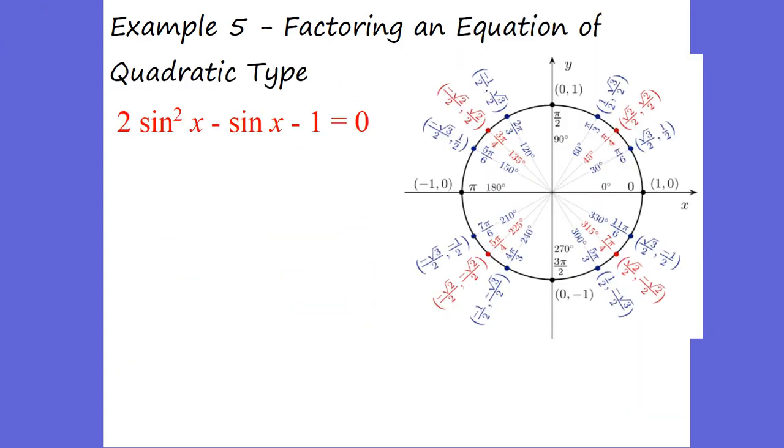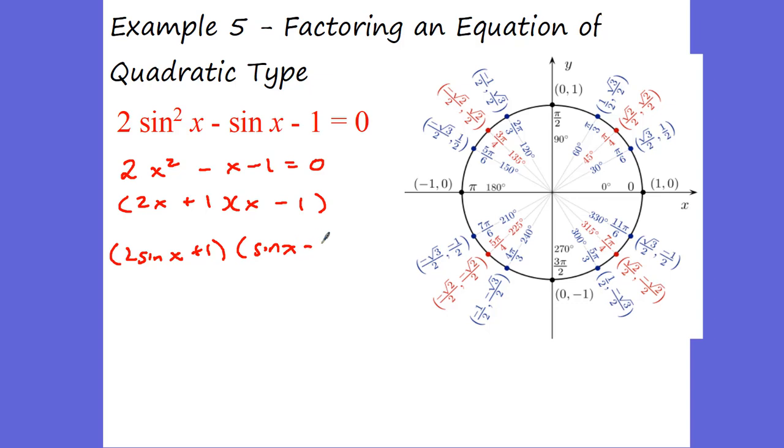Let's go to example 5. Example 5, factor an equation that looks like a quadratic. Okay, now again, we've been doing this for a while. Substitute sine, we're going to substitute x for that. Minus x minus 1 equals 0. So we're going to have 2x times x, and we're going to have minus 1 and plus 1. Okay, because that gives us this factor right here, which means we're going to substitute the sine for the x right here. 2 sine of x plus 1 times sine of x minus 1. That's the factoring of this. It equals 0.